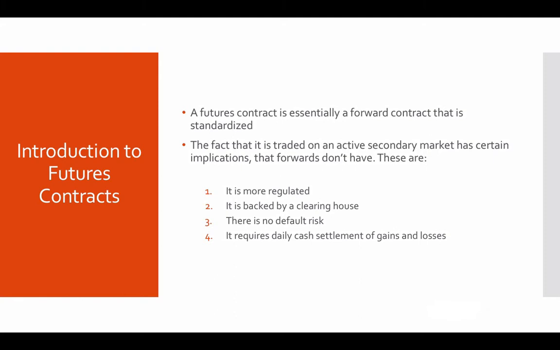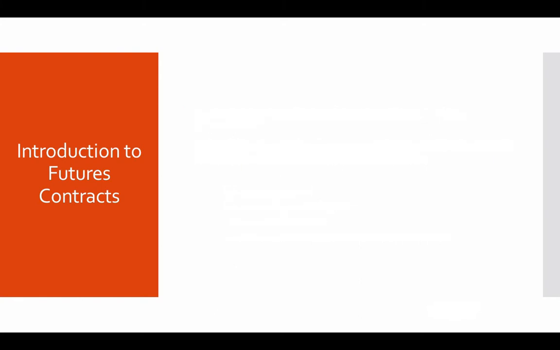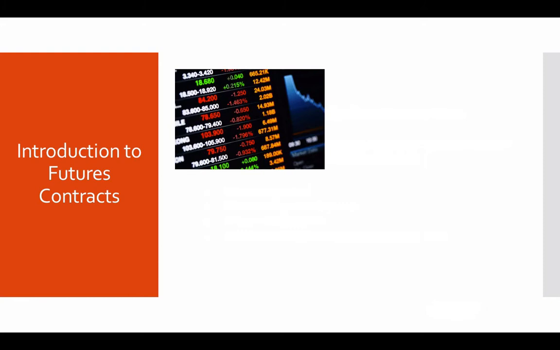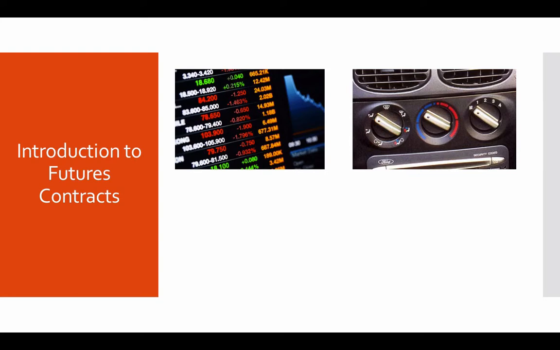So let's try to remember these key concepts through certain images. Right, on the top left you can see the images of stocks with gains and losses. Where do you see this normally? You see this in exchanges. Next to that you see the temperature control. Since we control the temperature with the temperature control, it regulates the temperature. So that's how you remember that futures contracts are highly regulated.